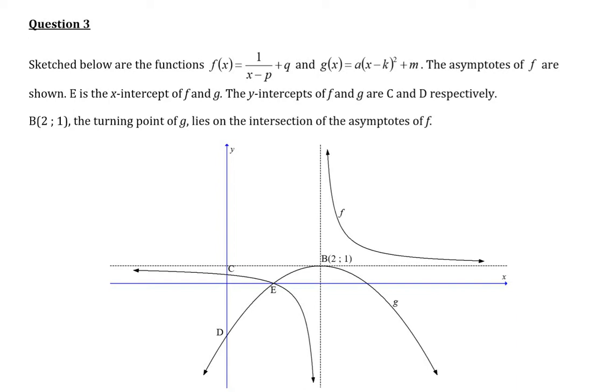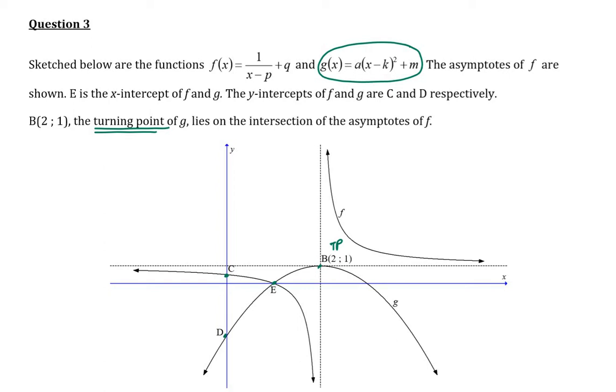The asymptotes of f are shown. E is the x-intercept of f and g. The y-intercepts of f and g are c and d respectively. B21 is the turning point. Now alarm bells should go off then. If you have a turning point, that's wonderful. And notice they gave you the formula in the turning point format, so that's great. And it lies on the intersection of the asymptotes.